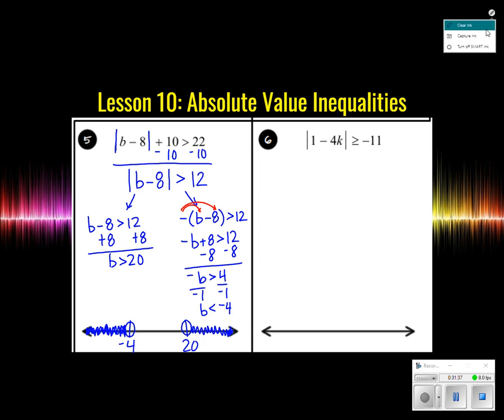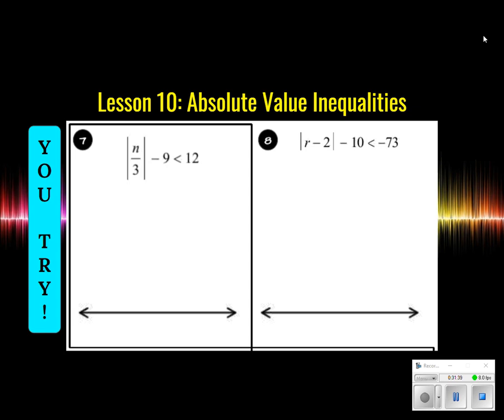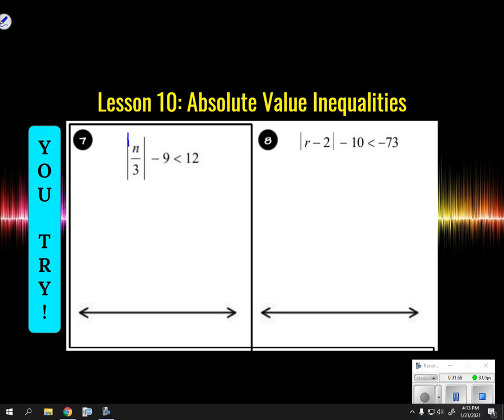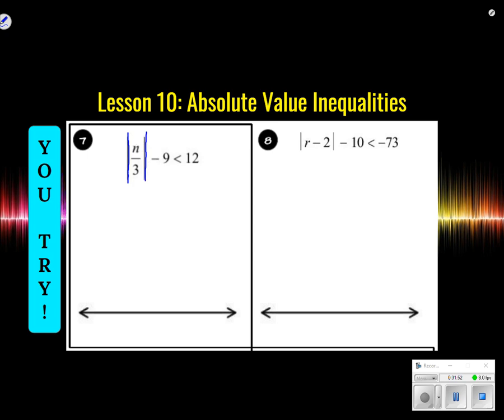All right, let's see what we got next. Ooh, number 7. All right, now it says you try, and if you want to pause it and see if you can do these problems, awesome. We're going to go ahead and work out number 7, and here's my absolute value bars. I got to isolate them. I have to move that 9. I'm going to add 9 to both sides.